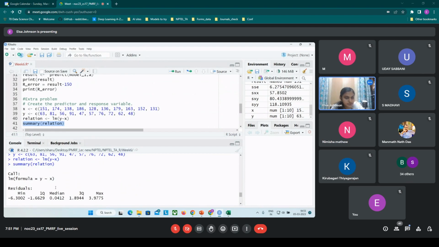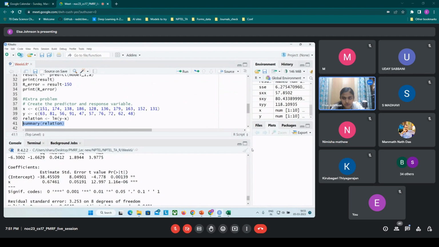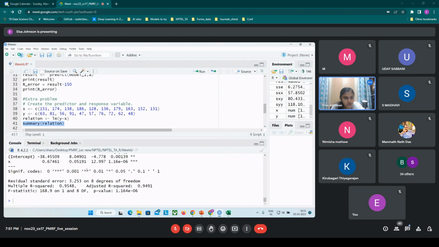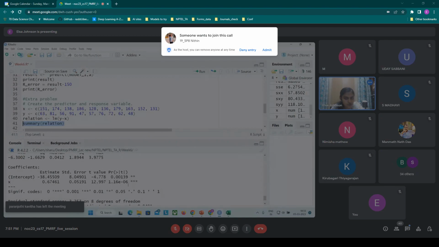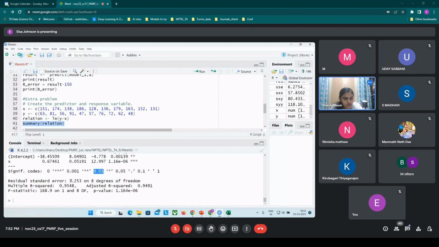This is a formula. These are the residuals. So the intercept, the x value, then their standard error, t value, and the p value. So here the code taken is 0.01. Okay. Then the residual standard error, R square value, adjusted R square value, F statistic, and the p value.